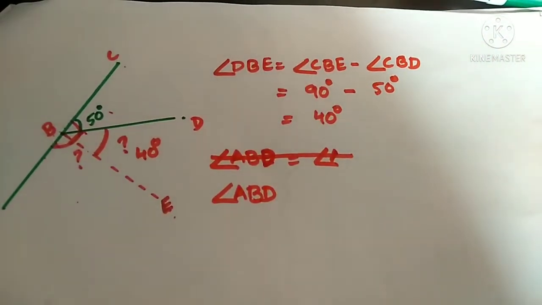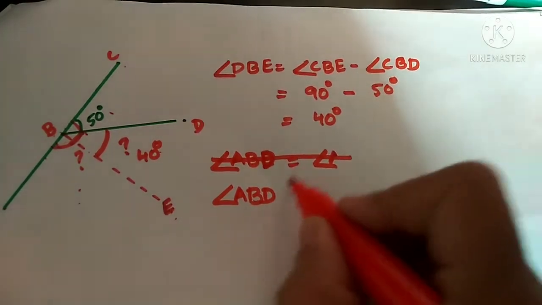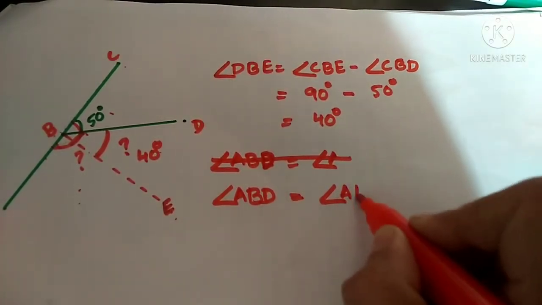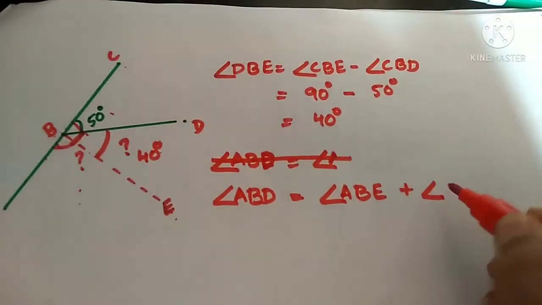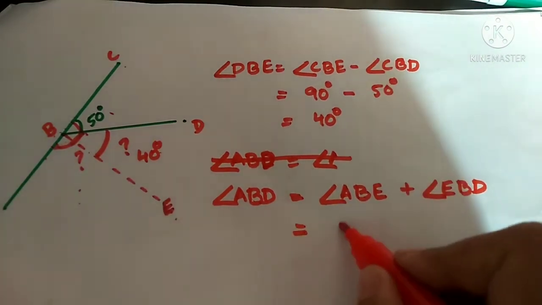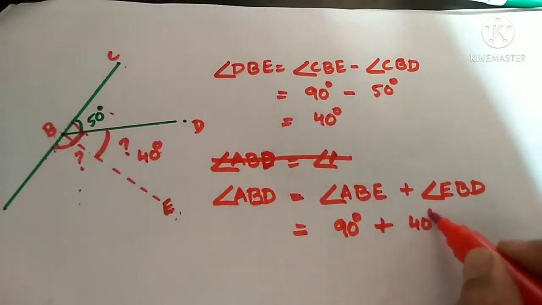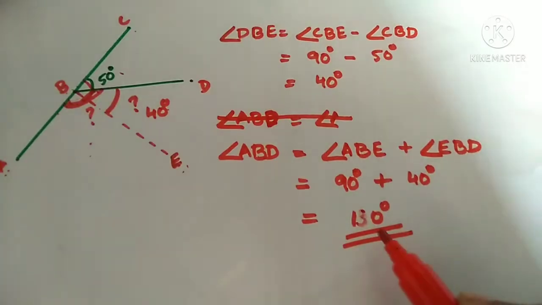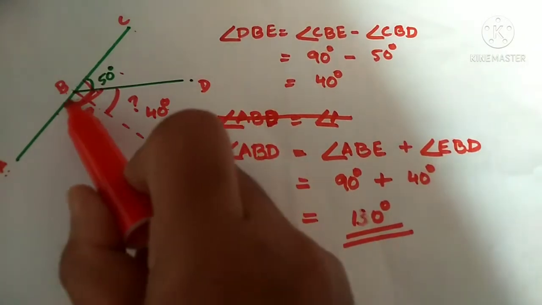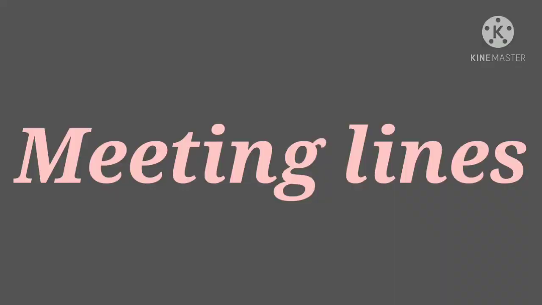Now we can find what is angle ABD. We just need to add these two angles. So we write angle ABD is equal to angle ABE plus angle EBD, that is equal to ABE is 90 degree plus angle EBD is 40 degree, that is equal to 130 degree. That is the angle we have to find out, 130 degree.